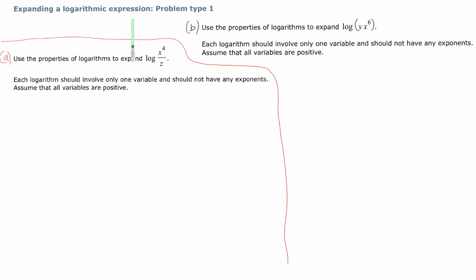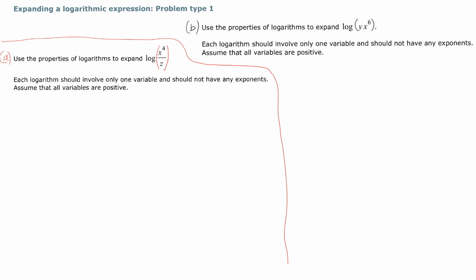Expanding a logarithmic expression. Use the properties of logarithms to expand this. The log of the argument x to the 4th over z. So it really looks something like that. There's the argument. There's your input. It's actually x to the 4th over z.